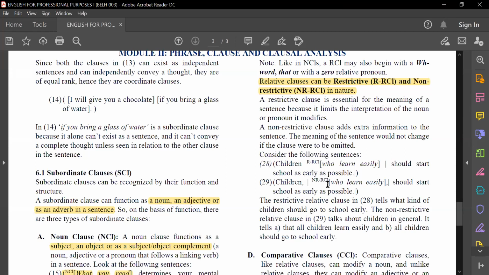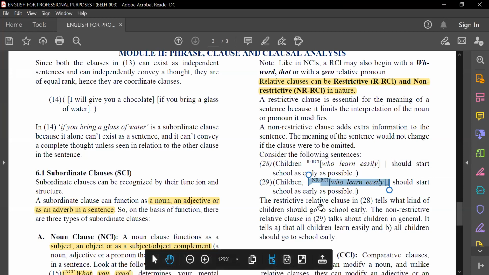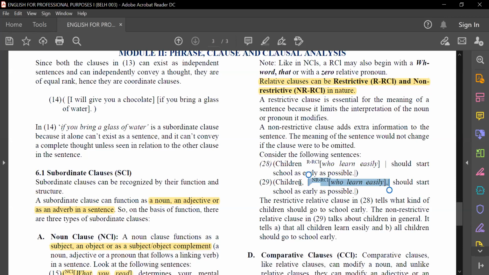Now suppose if I omit this particular clause, if we delete it, we can say that children should start school as early as possible. So if I even drop this part, the meaning will be clear, what I intend to say. But if I drop this part, children should start school as early as possible, the meaning would not be similar. I mean, the restriction will be lifted then. Did you get the point?